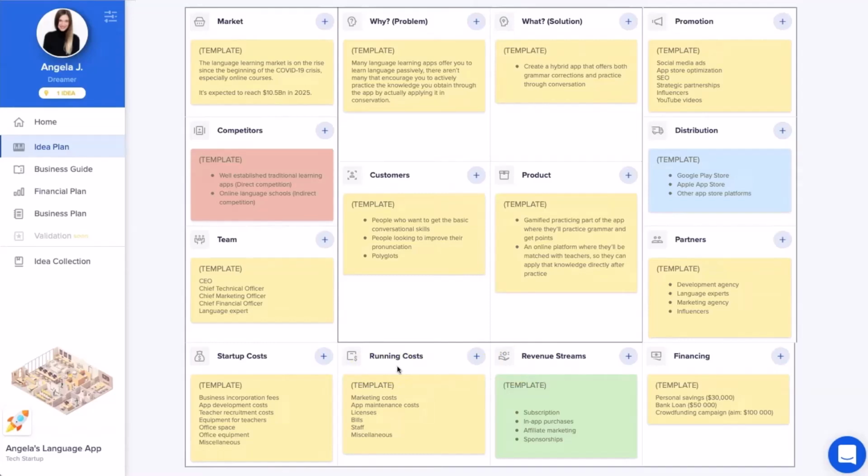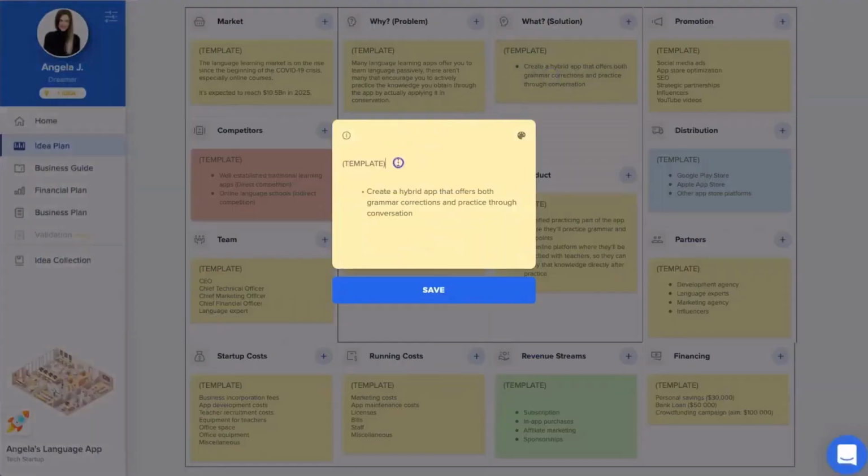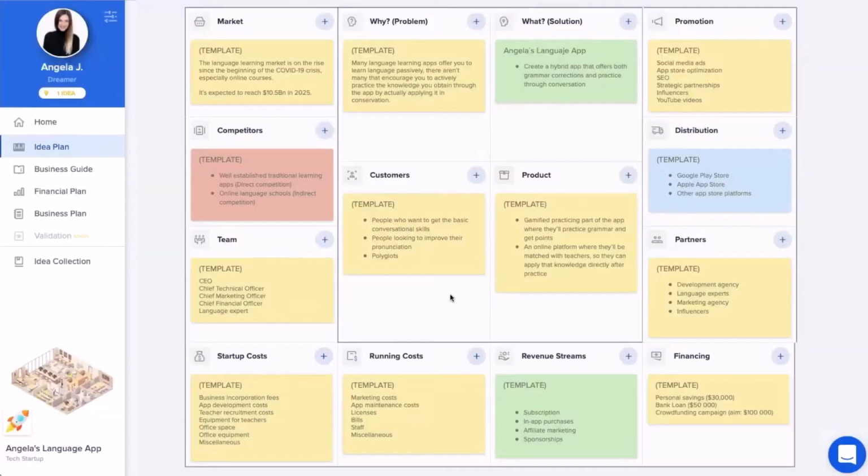And the nice thing about IdeaBuddy is that you have the opportunity to make all these different sticky notes. You can add more sticky notes by clicking the plus sign here, or you can edit them by clicking this little pencil. And so you can say here, Angela's language app, right? And I can change that. If I'm feeling like I need to categorize it for some reason, I can change the color, save it, and say I want to move it into another box.